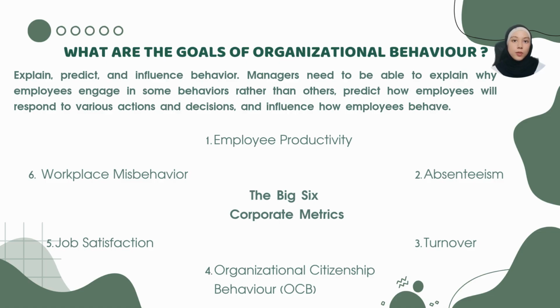Next, what are the goals of organizational behavior? The core goals. The three core goals are to explain, predict, and influence employee behavior. Managers need to know why employees act a certain way, how they will respond to decisions, and how to steer that behavior positively. The Big Six metrics. To do this, we focus on the Big Six corporate metrics shown here.